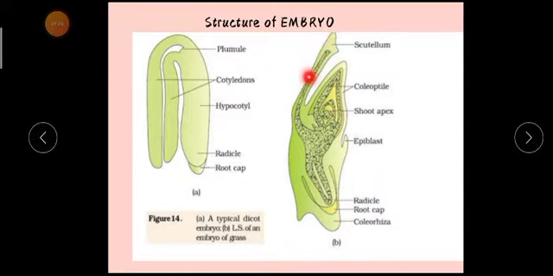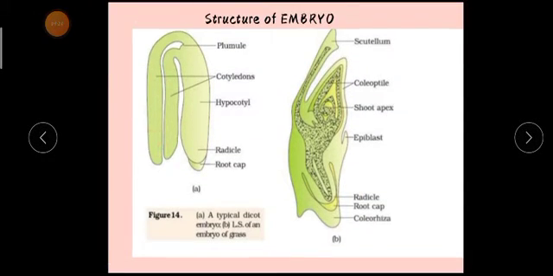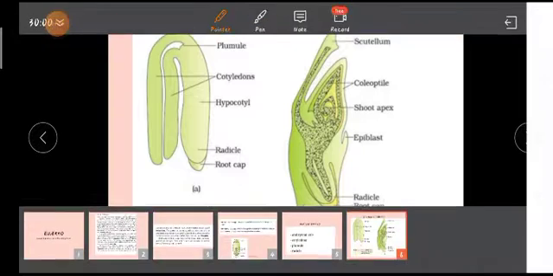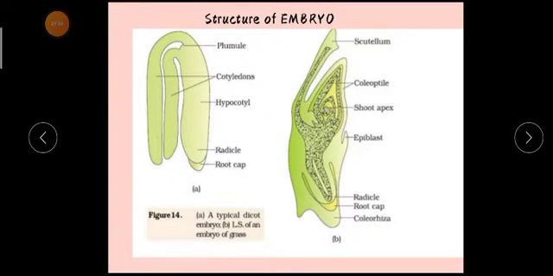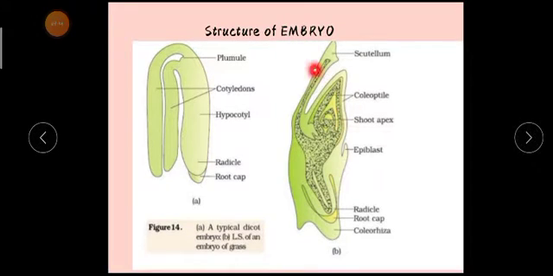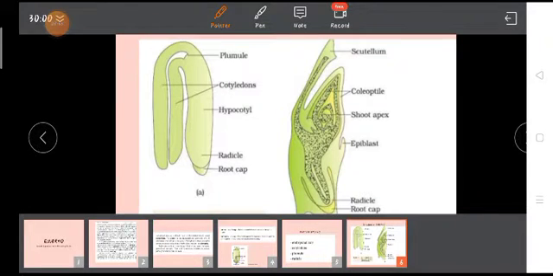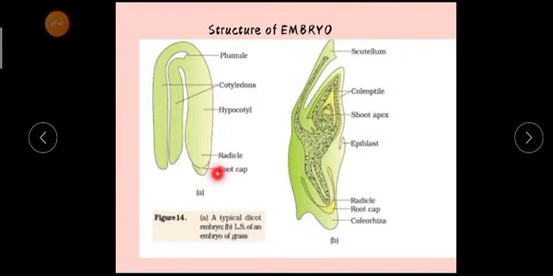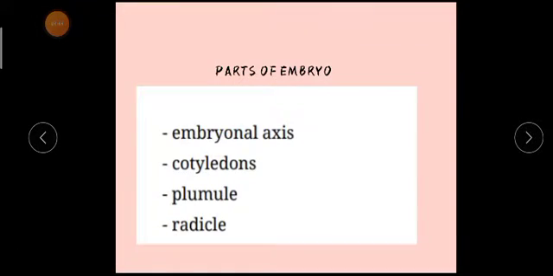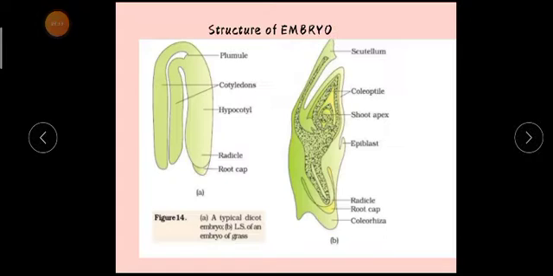It has only one cotyledon. You see here, two cotyledons were there, two coverings were there. This white colored portion in between is your embryonal axis. Here only one coat is there, one cotyledon is there, that is called the scutellum. Is it clear? And this root cap and radicle portion will always be there, like in the dicot embryo also. So generally in an embryo you are going to see these parts only: embryonal axis, cotyledon, plumule, and radicle. These are common in both of them.